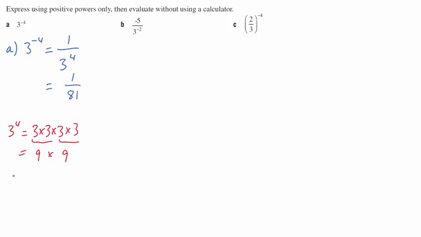Another way to evaluate 3 to the power of 4 is you could think of it as 3 squared to the power of 2, because we've got power of a power, so that's 3 to the 4, and 3 squared is 9, so 9 squared is 81.